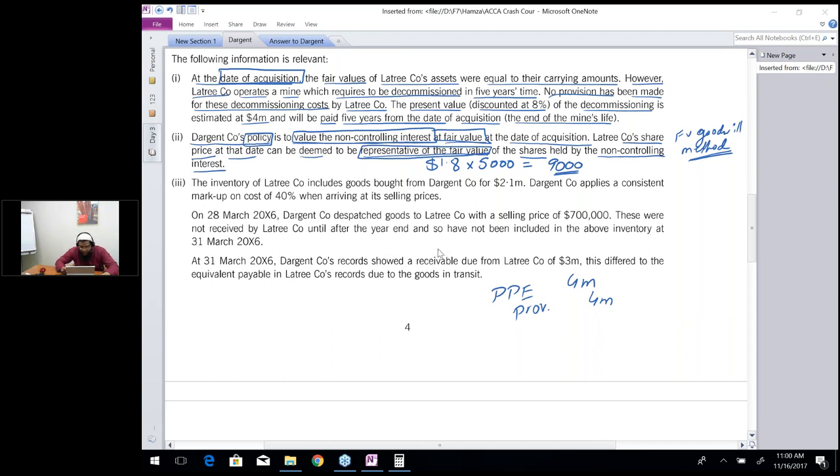Yes, Maz, your entry is correct. Simran, whenever the question says value the NCI at fair value, this means full goodwill method, because NCI is valued at fair value in which method? In full goodwill method. So whenever the question says calculate NCI using full goodwill at fair value, that would become full goodwill.